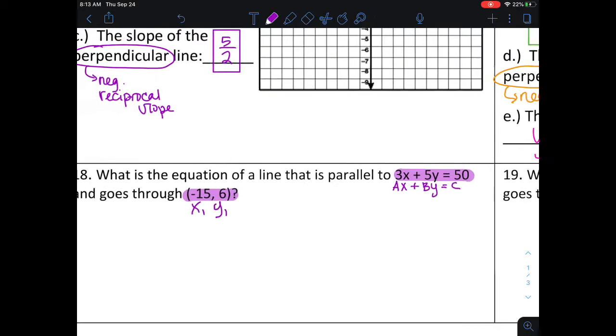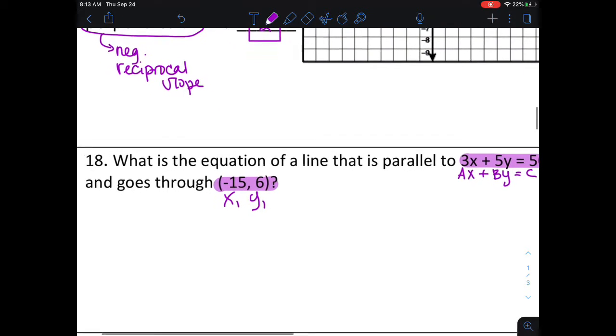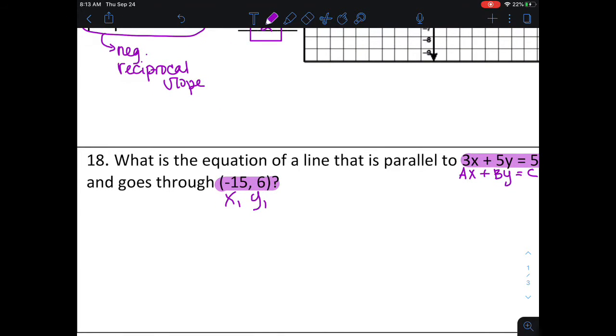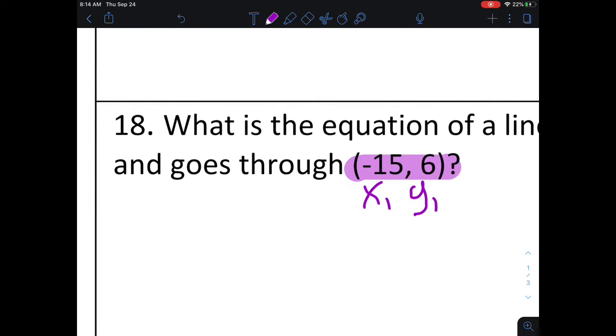Okay, so don't forget, from that parallel and perpendicular equations worksheet, the first thing you have to do when you're trying to find a parallel or perpendicular line is to find the slope. So I'm going to zoom in because I don't have a lot of space here. All right, so the slope.